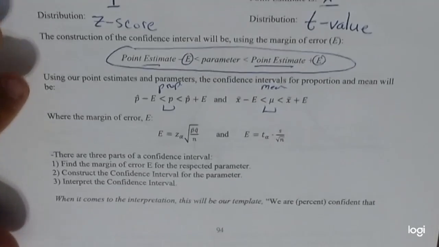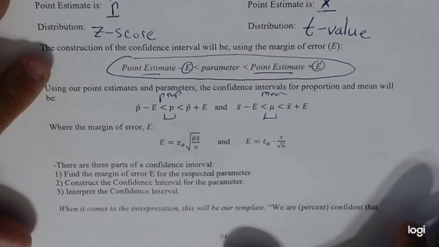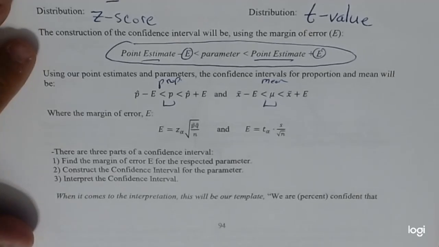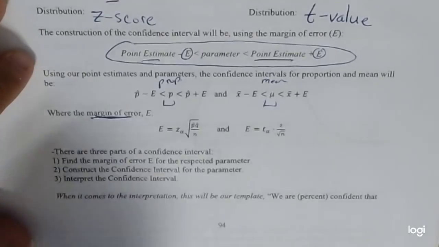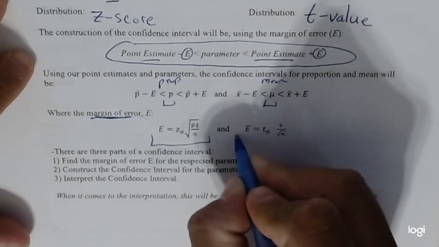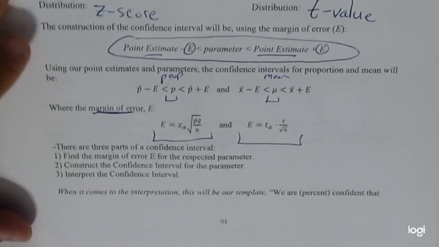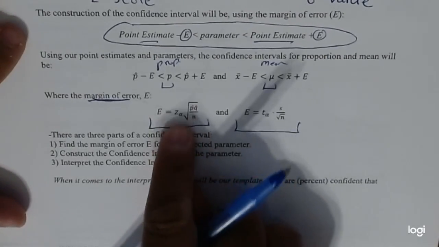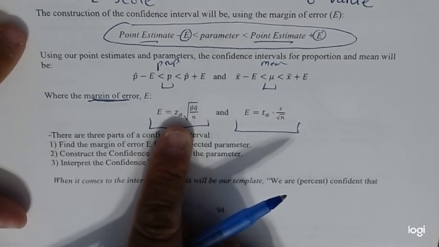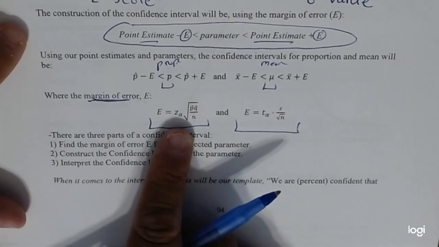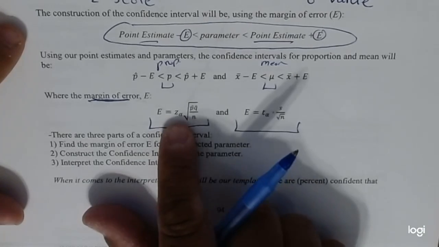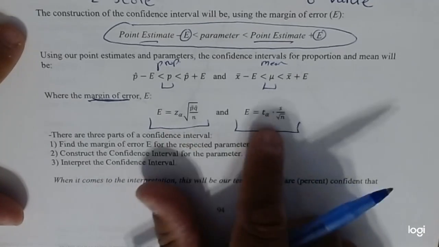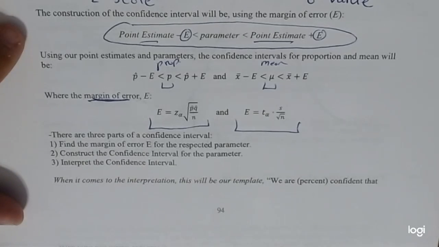Okay. So now the question becomes, how do we find that e? What's that margin of error going to look like? That's where these equations come into play. These are the two equations for margin of error, respectively. If we're talking about proportion, this is going to be our margin of error equation. If you're talking about mean, this is going to be our margin of error equation. Again, notice the z-score and the t-value, respectively.